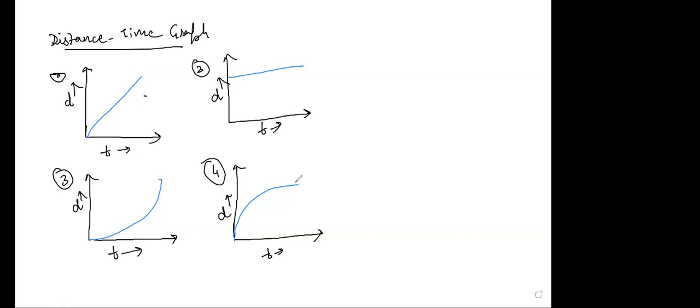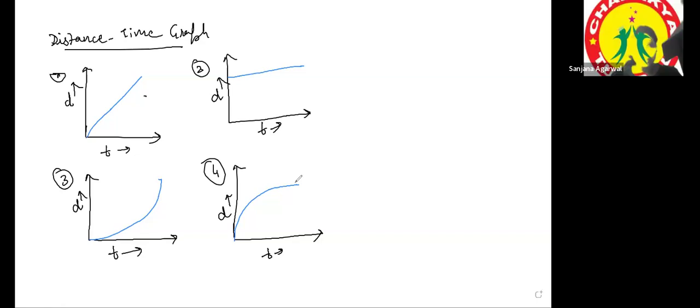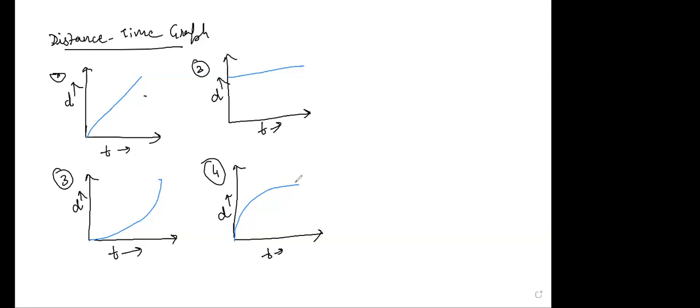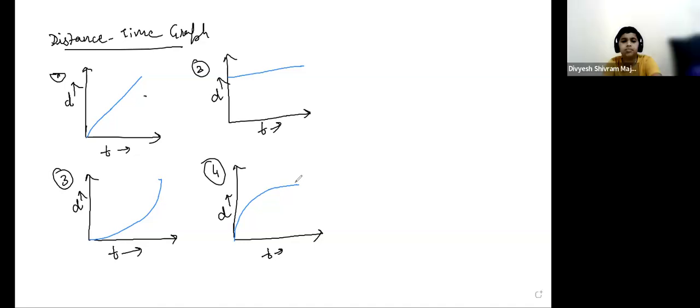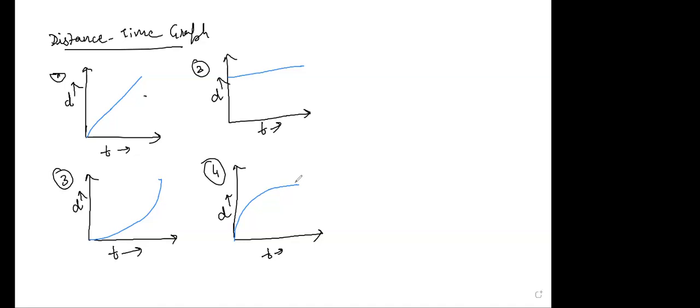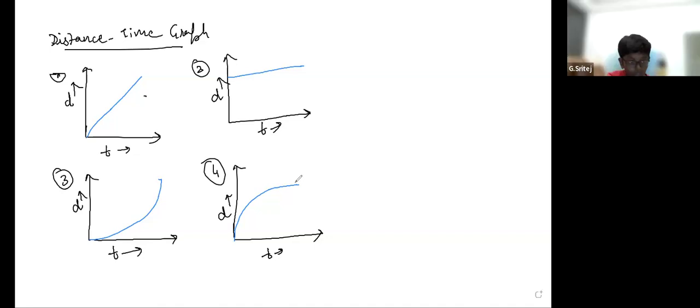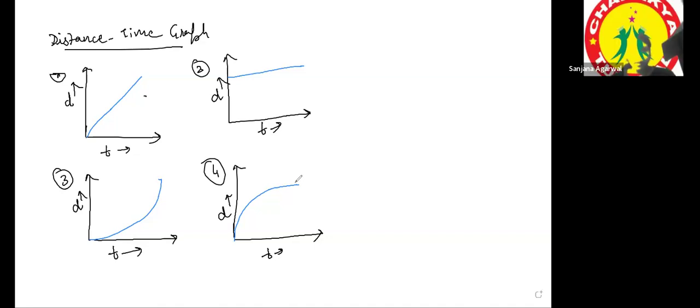Ma'am, the first one is non-uniform. Now, the first one is uniform motion. And the second one is uniform. Ma'am, the rest are non-uniform. Ma'am, the second one is at rest, I think. Yes, great, good. And the rest, 3 and 4, are non-uniform. Fine. So those who are able to understand this, very good.